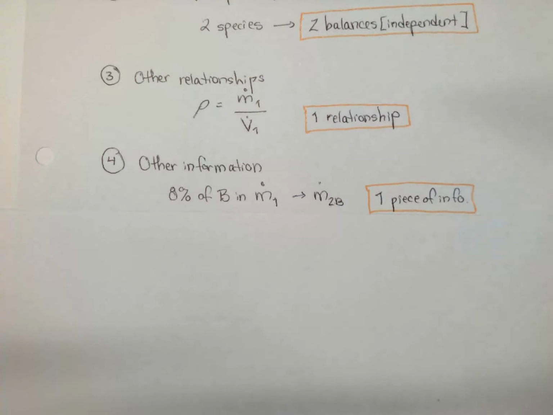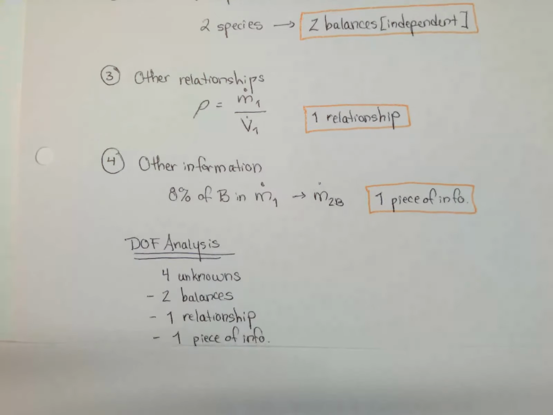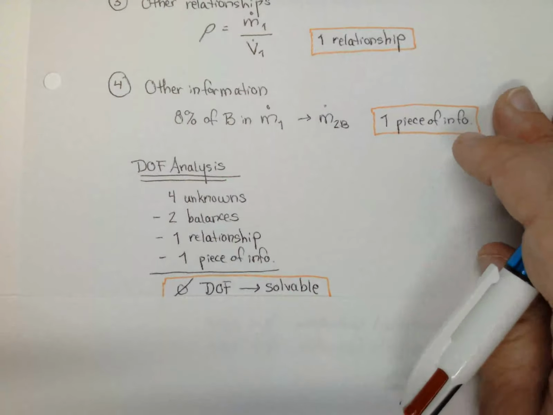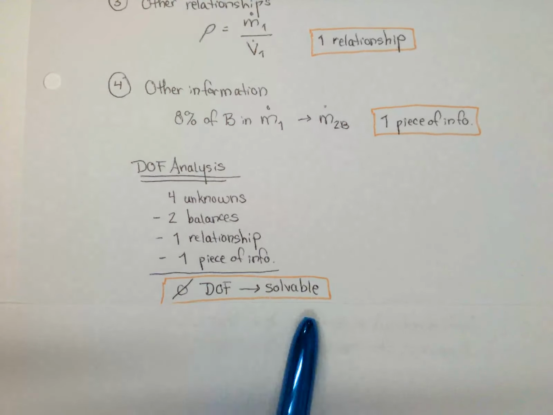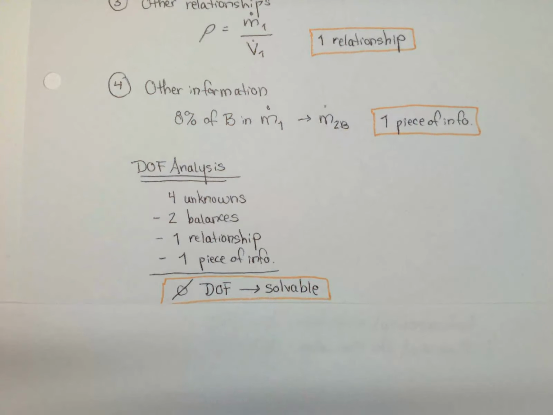So taking all of those four steps, the degree of freedom analysis goes like this. You start with the number of unknowns, you subtract the number of balances, you subtract the number of relationships, you subtract the extra pieces of info, and then the final number tells you your degrees of freedom. So we have 0 degrees of freedom, so this problem is solvable, right? Just like we found in the actual problem.